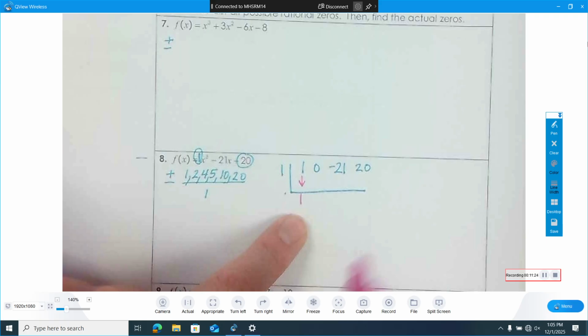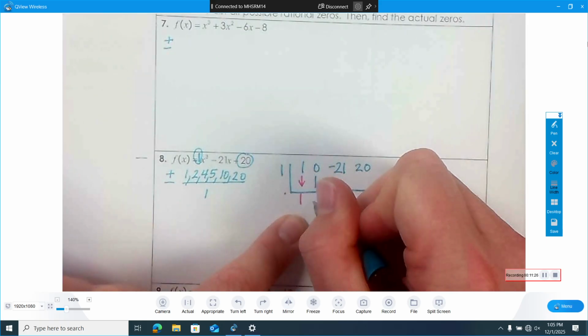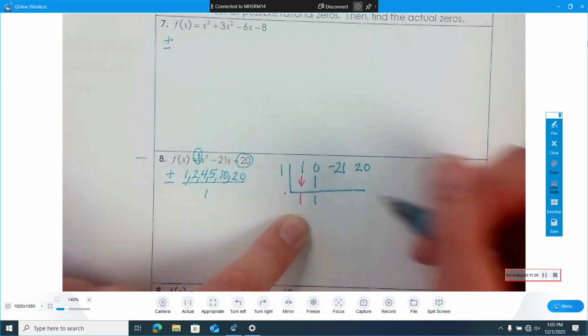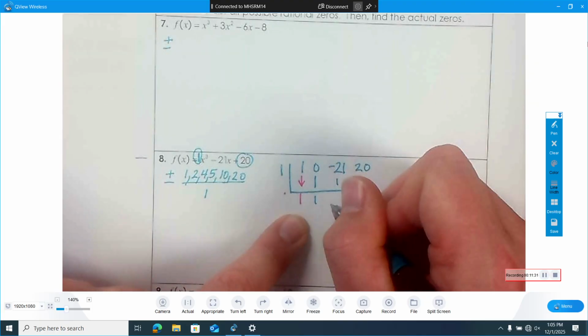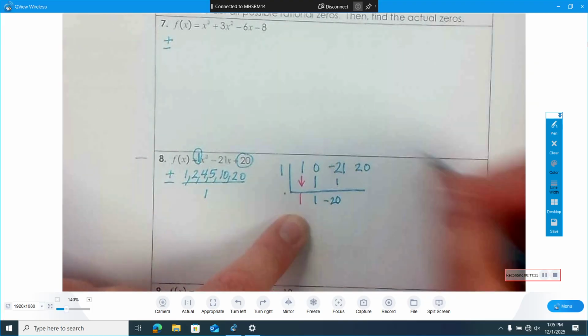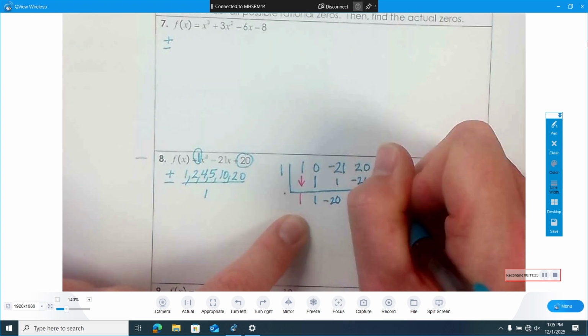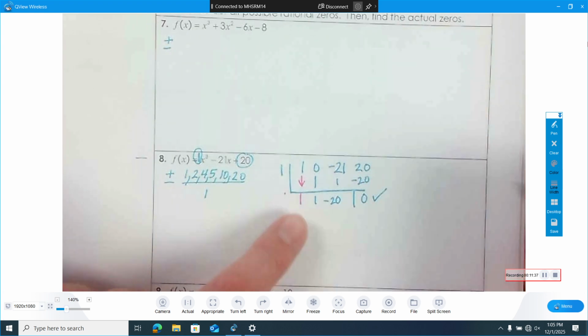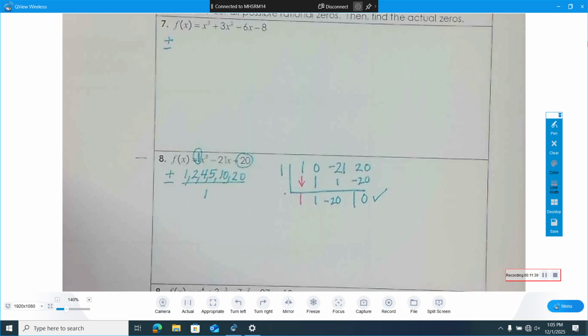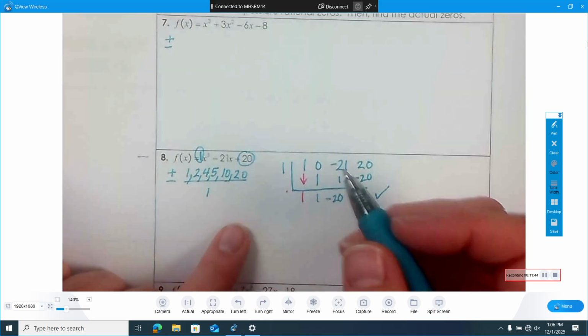So 1 times 1 is 1. Combine, we get 1. Multiply, we get 1. Combine, we get negative 20. Multiply, we get negative 20. And we get, lo and behold, a remainder 0. Remainder 0 means that it went in nice and evenly.